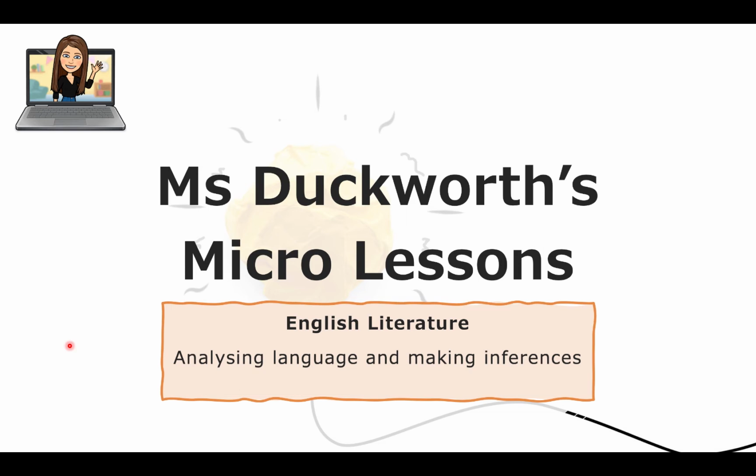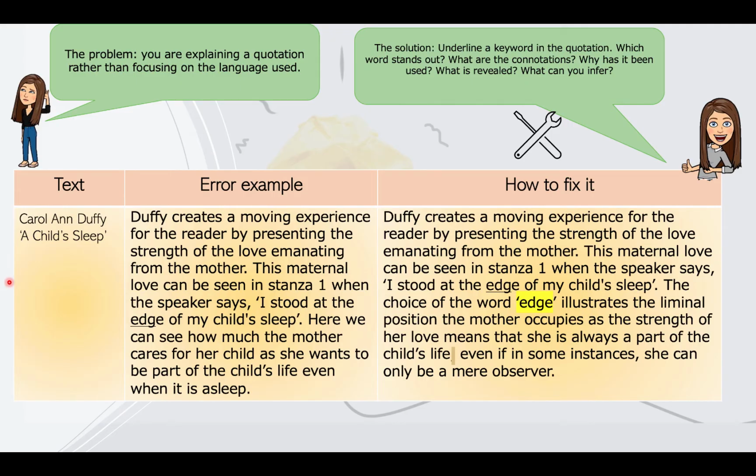These short lessons will focus on common errors that are often made when writing literature essays and will give you advice and guidance on how to fix them. Today we're going to be looking at how to analyse language in a quotation and to develop that by making your own inferences. So let's have a look at what the problem is. The problem is that once you've got your quotation into your paragraph, you're explaining it rather than focusing on the language used. So you don't really comment on any of the significant aspects of language, you merely just explain in a rather general way.